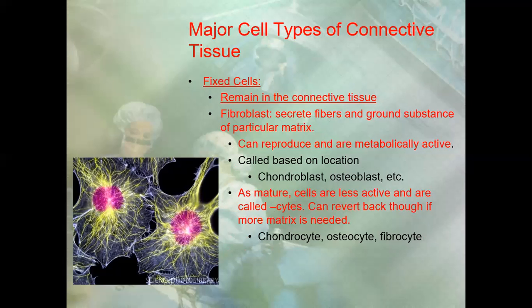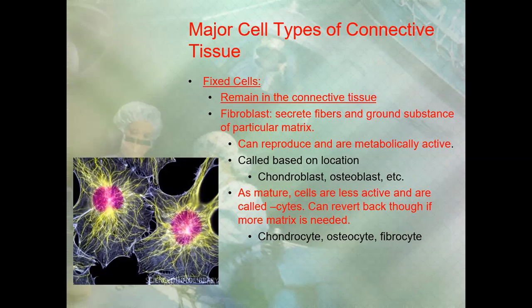Let's go now and talk about some cells. So we've now talked about the foundational membrane. We've now talked about the different fibers, our reticular fibers, our elastic fibers. Now we're going to talk about our cells. We have some cells that are fixed, meaning that they don't move around your body. They are the small town girl that is born, grows up, and dies in the same place. They remain in this connective tissue.